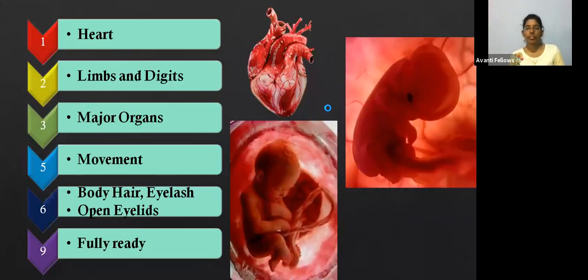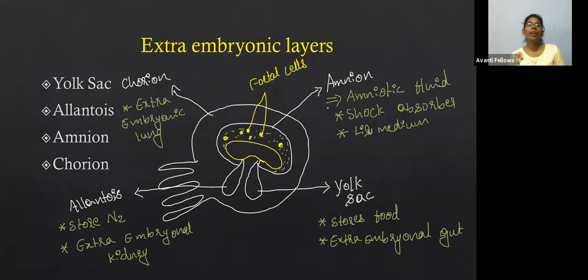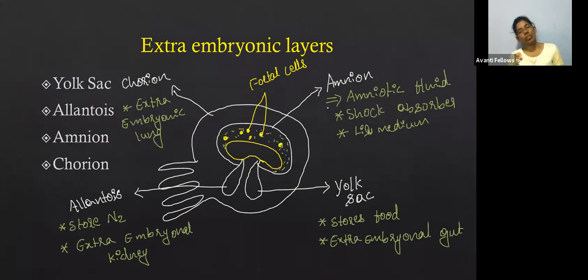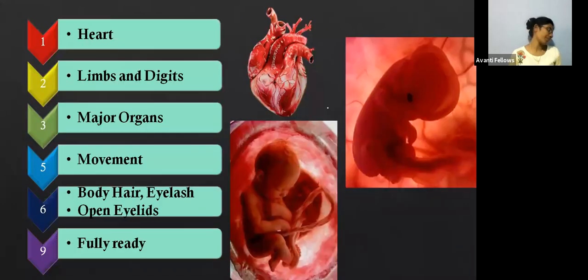Okay, is this clear? Is this clear? If it is clear, now we are moving to the last topics, that is parturition and lactation. Yes, come on. Is it clear? Use the chat box, guys. It's evening. Be active.